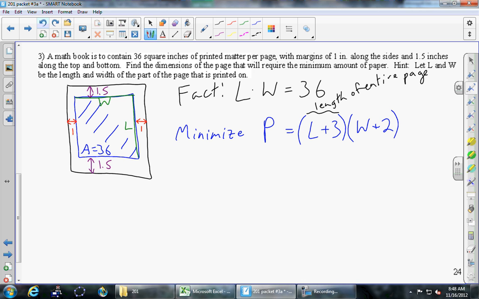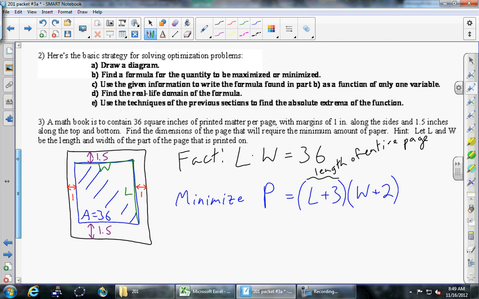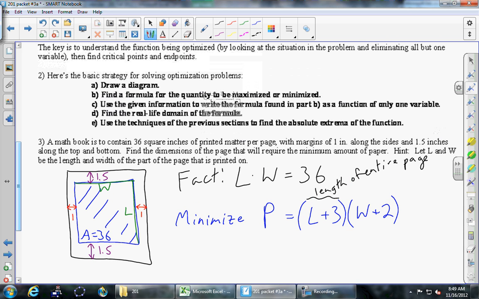The difficulty is this function has how many input variables? It has 2. That's multivariate calculus. We are in single variable calculus. So we need to eliminate one of these variables before we take a derivative. And I said there is this kind of general heuristic up here that we'll just take a look at. Part A, draw a diagram, did that. Part B, find a formula for the quantity to be maximized or minimized. We did that, it's in blue. Part C, use the given information to write the formula found in part B as a function of only one variable. That's where we are right now.